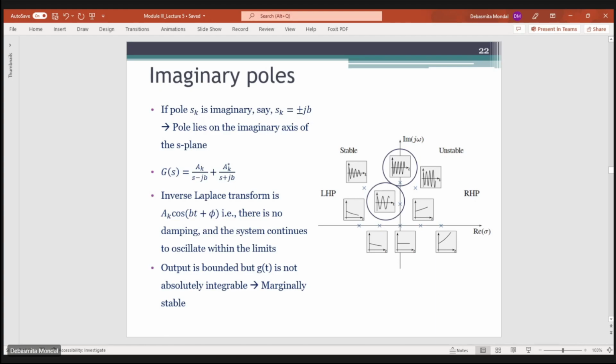So you can say that the output of the system is bounded for imaginary poles, but the impulse response is not absolutely integrable. So the system is marginally stable. Whenever you have a pole present on the imaginary axis, it can be at the origin or anywhere on the imaginary axis. Such a system is always marginally stable and will always have a perfectly oscillatory response, and the magnitude of that oscillation will remain constant throughout time.